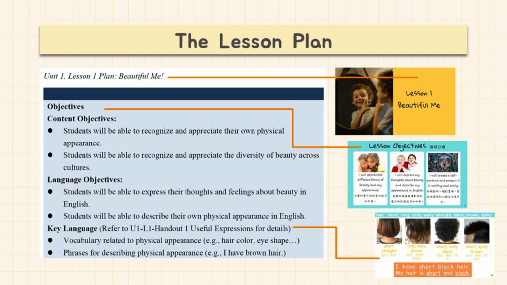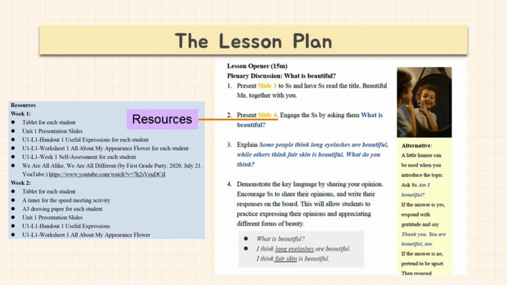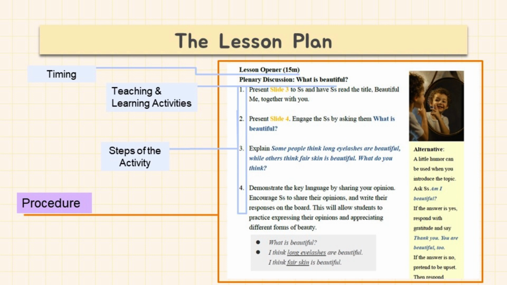The key language includes vocabulary related to the topic and sentence patterns that enable learners to actively engage in bilingual learning activities. Resources are the supplies and resources required to effectively conduct the lesson. The procedure provides detailed instructions on how the lesson will progress. It includes 1. Teaching and learning activities. These are smaller, manageable pieces of the lesson that scaffold the learning process and help learners understand and practice both the content and language.